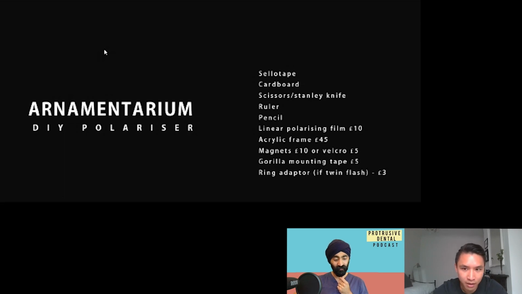Mm. And then magnets to get it stuck to your ring flash, and then some mounting tape as well to put the two pieces of acrylic together, because you're going to be sandwiching your film in between two pieces of acrylic. Mm-hmm. And then a ring adapter. But I'll go through all that stuff. Sure. Talk us through it.